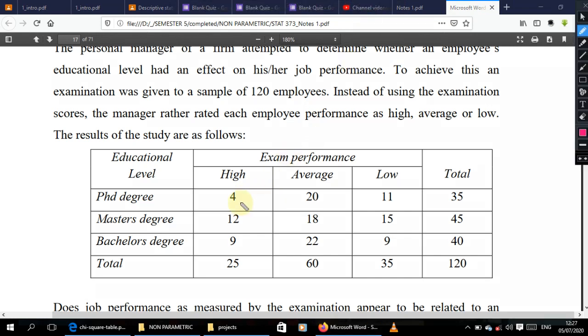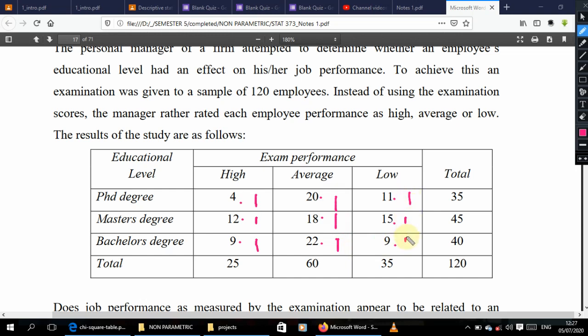These are the observed frequencies. So what you have to do is to find the expected frequency. Find the expected frequency for this, for that, for this one. Find their expected frequencies.